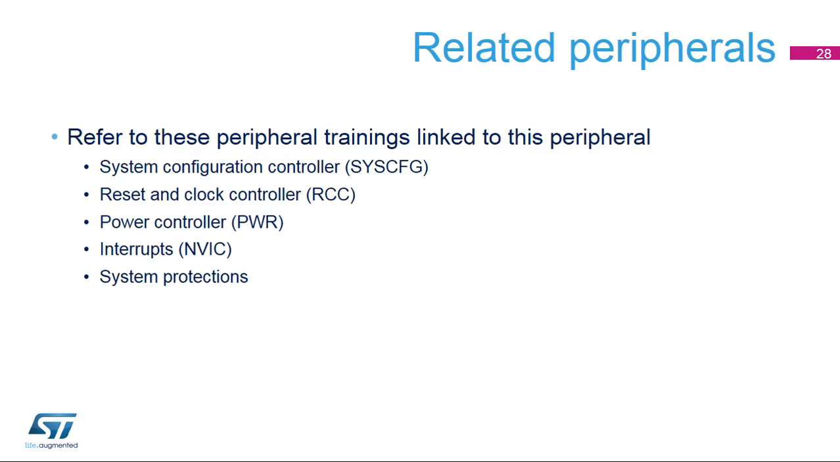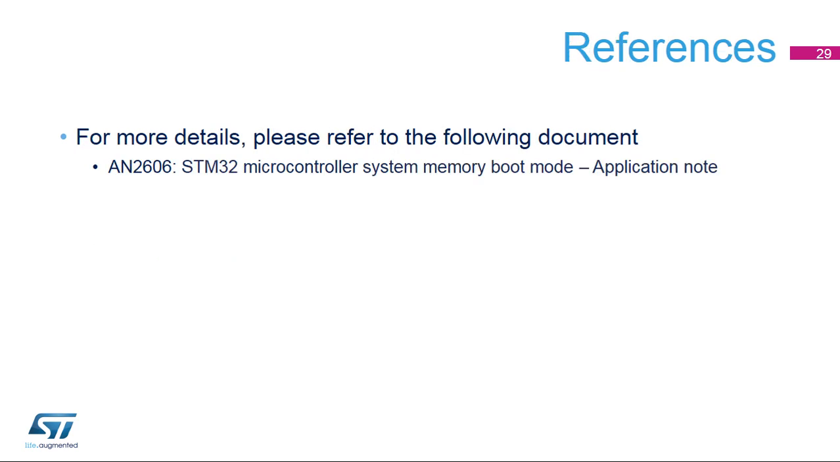The flash memory module has relationships with the following other modules: system configuration controller, reset and clock controller, power controller, interrupts, and system protections. For more details, please refer to application note AN2606 about the STM32 microcontroller system memory boot mode.